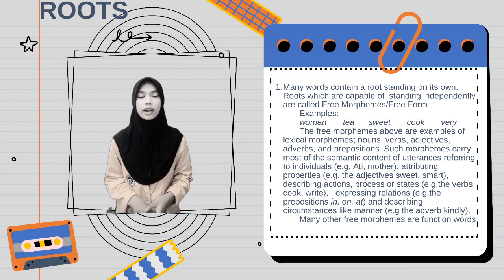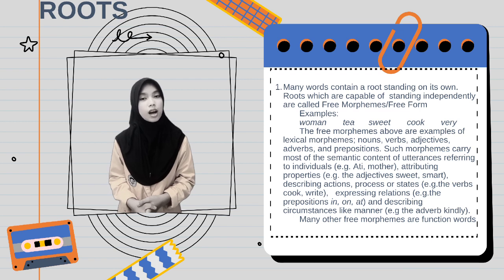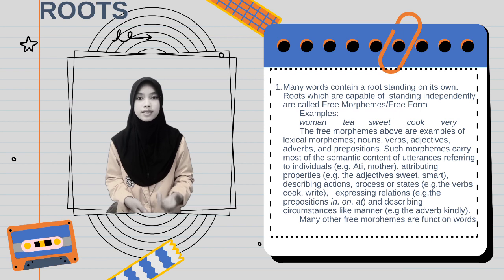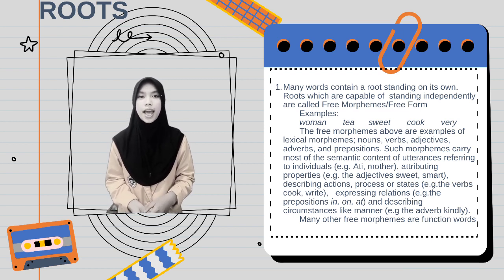The free morphemes above are examples of lexical morphemes: nouns, verbs, adjectives, adverbs, and prepositions. Such morphemes carry most of the semantic content of utterances, referring to individuals, e.g. mother, attributing properties, e.g. the adjectives sweet, smart, describing actions, processes or states, e.g. the verbs cook and write, expressing relation, e.g. the prepositions in, on, at, and describing circumstances like manner, e.g. the adverb kindly. Many others of the free morphemes are function words.